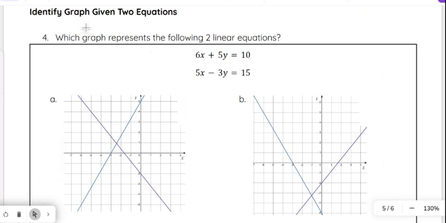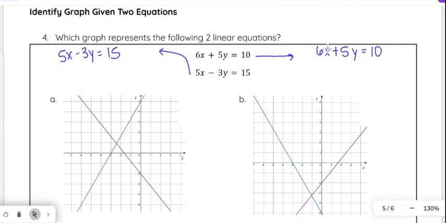All right, so the final example is identifying a graph given 2 equations. So we're really going to treat this very similarly to the one that we just did, but we have 2 equations now that we are looking for. So I'm going to go ahead and take 6x plus 5y equals 10, and 5x minus 3y equals 15, and I am going to get y by itself.